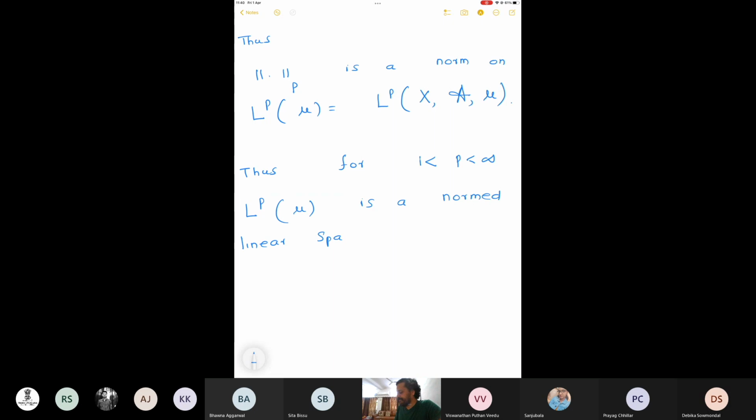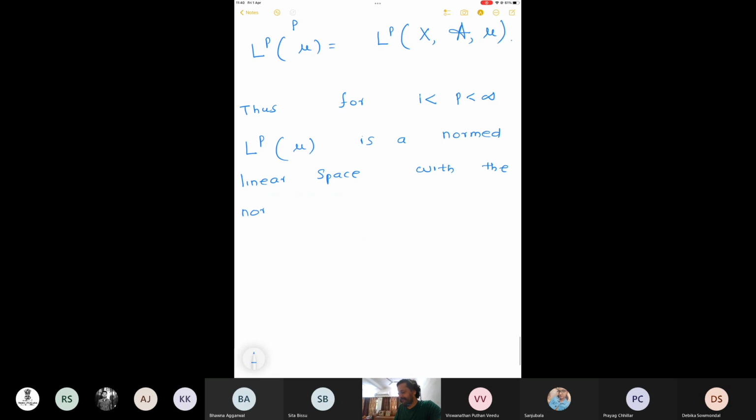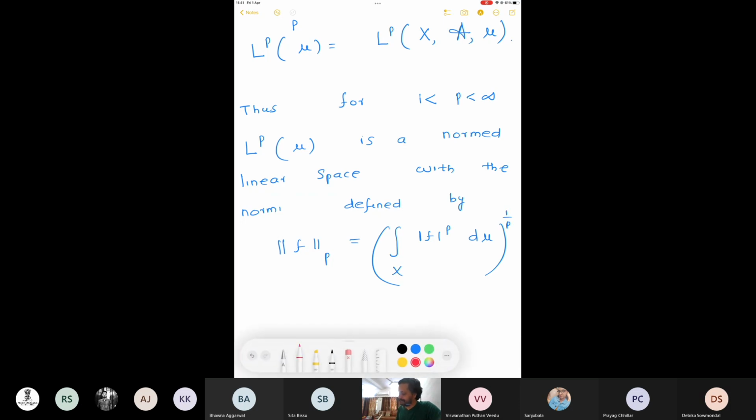With the norm, defined by, this is the takeaway message, defined by this quantity: integral over x of mod f to the p d mu, the whole power 1 by p. So this is the takeaway message.